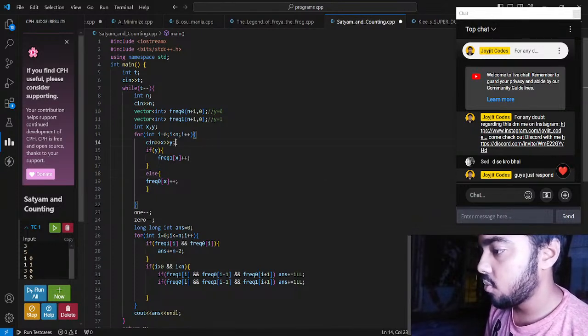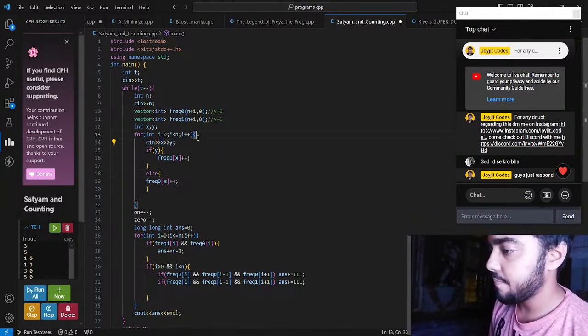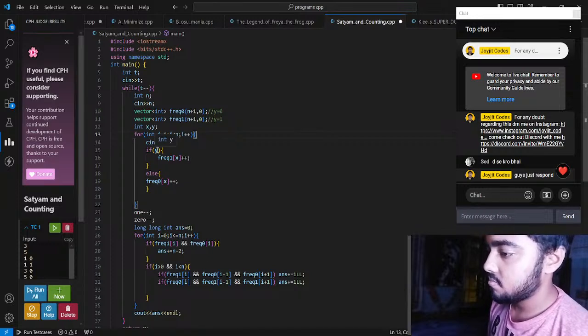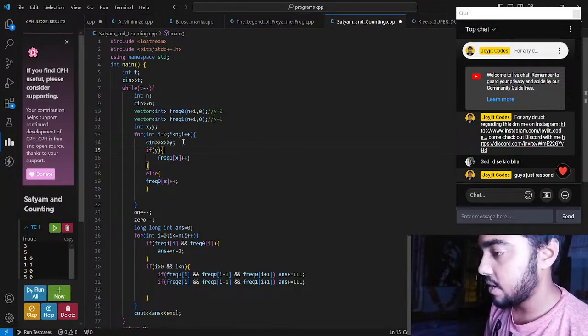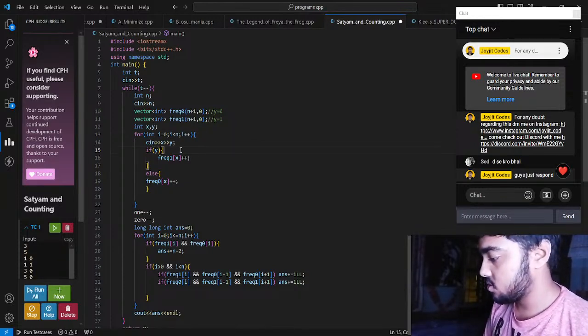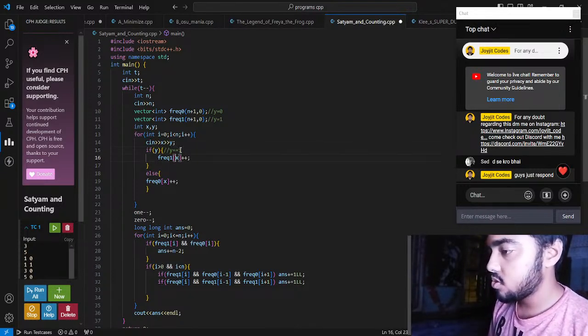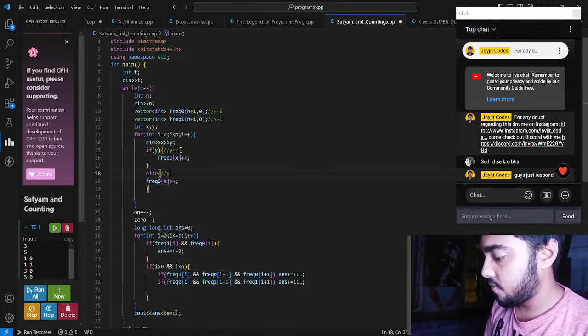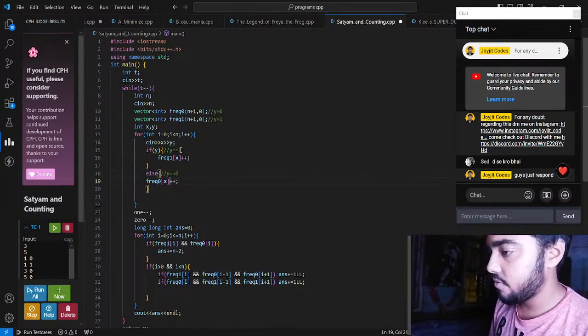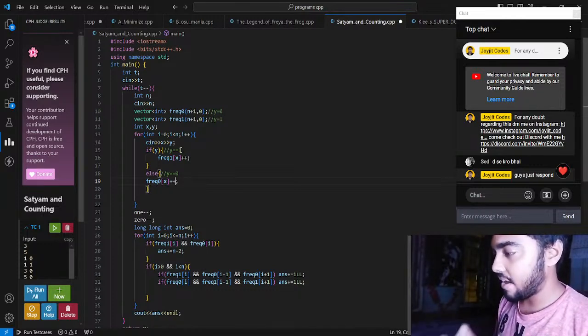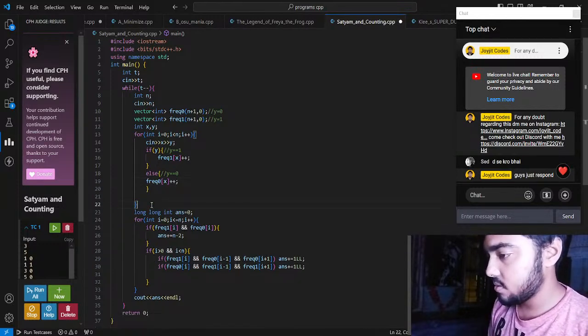So for every point we are taking x and y, and if y is equal to 1, meaning it is non-zero, we store that into frequency 1. Else, if y is equal to 0, we store that into frequency 0. So we are just modifying the frequency values for everything. This was also not needed.